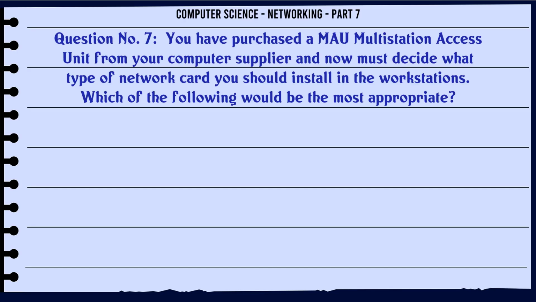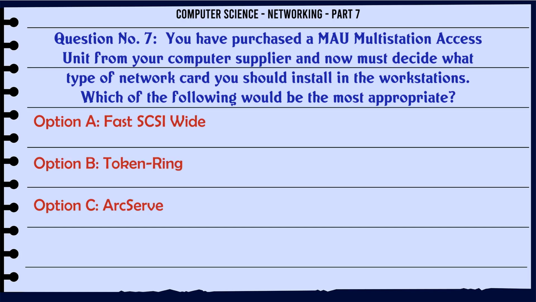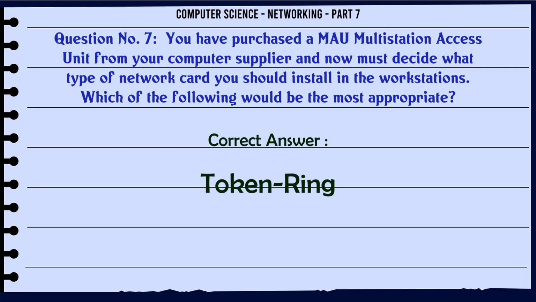You have purchased a MAU, Multistation Access Unit, from your computer supplier and now must decide what type of network card you should install in the workstations. Which of the following would be the most appropriate? A. Fast SCSI wide. B. Token ring. C. ArcServe. D. Ethernet. The correct answer is token ring.